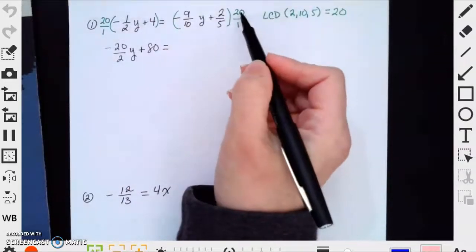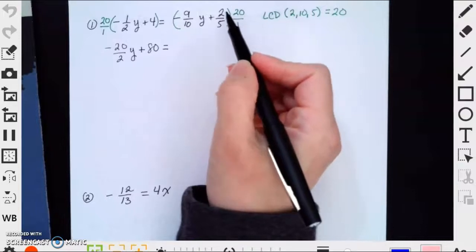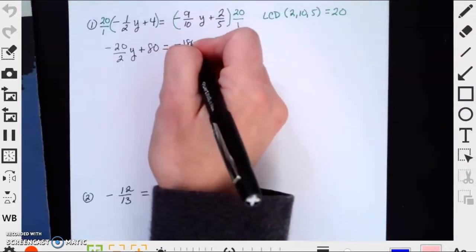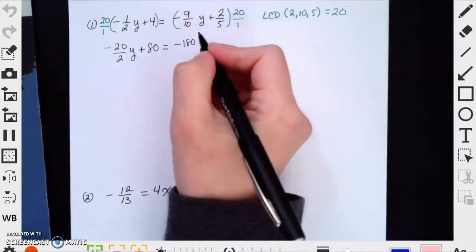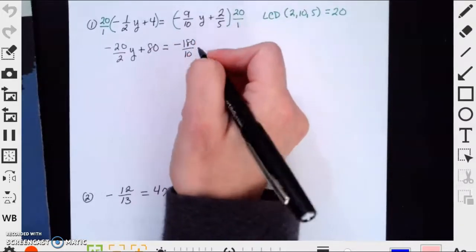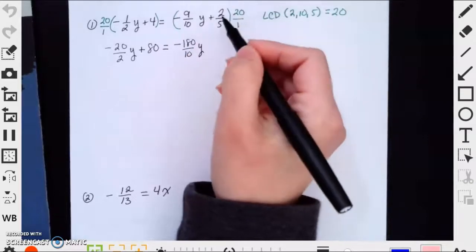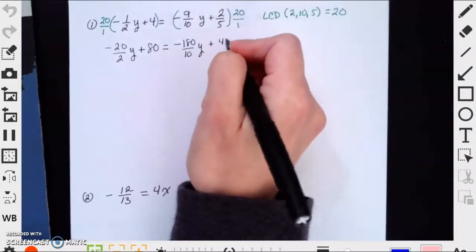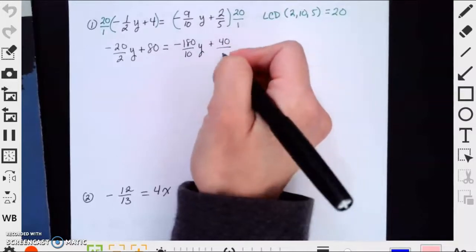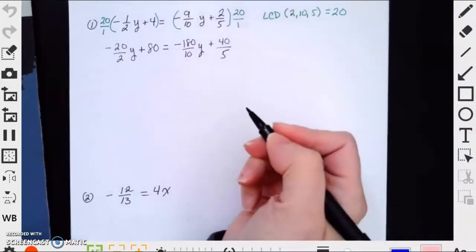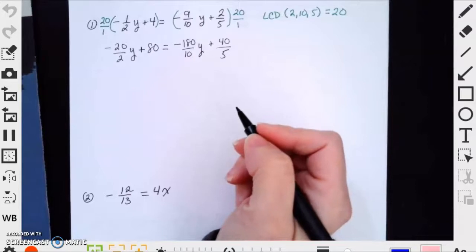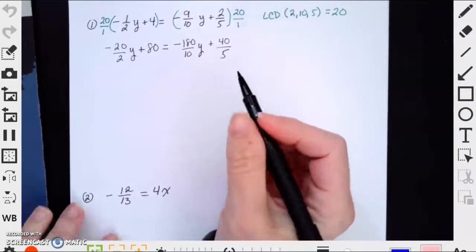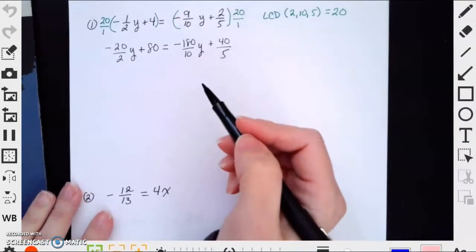On the other side, I'm multiplying everything by 20 again, so 20 times negative 9 is negative 180. 10 times 1 is 10. Bring down the y. 2 times 20 is 40, so plus 40. 5 times 1 is 5. So now I still have fractions in my equation, but these fractions can all be simplified.